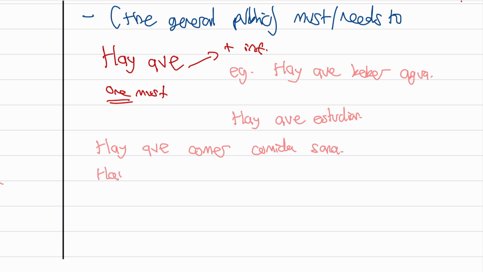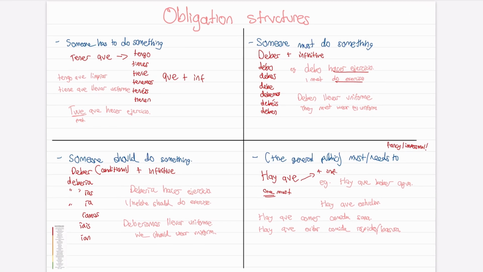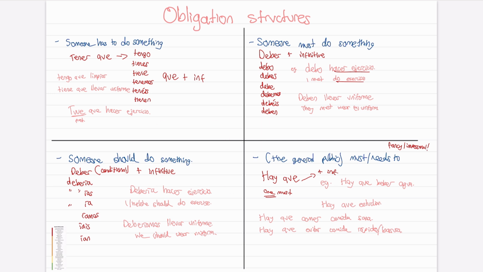Or just on a similar note, hay que evitar is a good word here, to avoid. Evitar comida rápida. So junk food or comida basura. Anyway, yes, if you want to say junk food or fast food, that's how you say that. Okay, and that is basically the full obligation structures quickly sort of covered in this video.